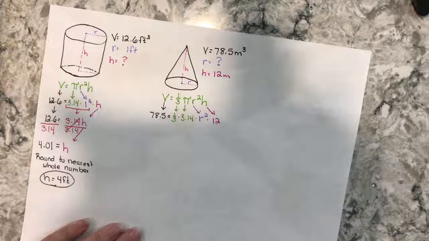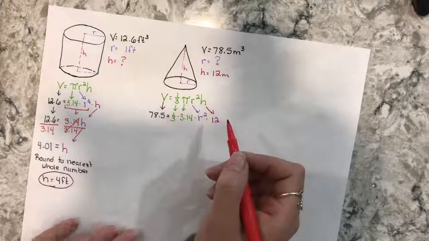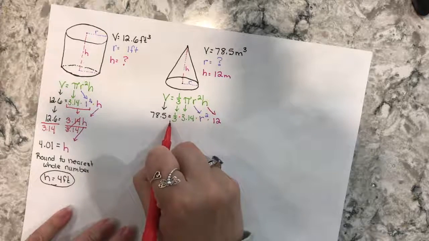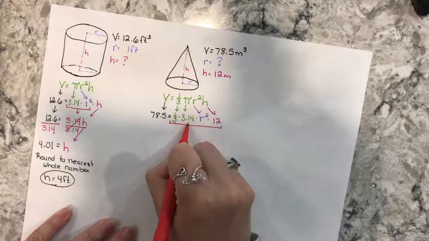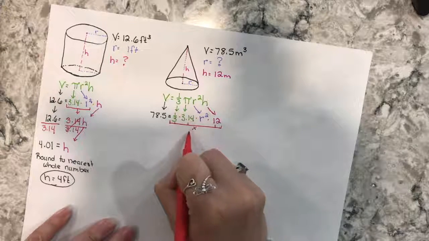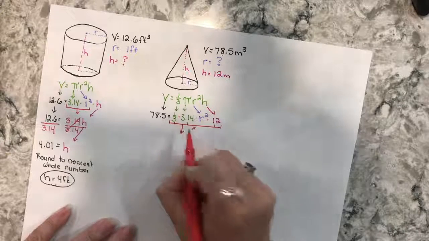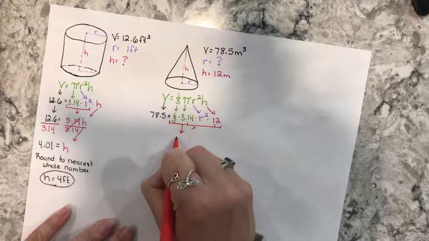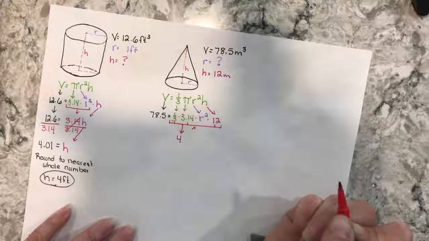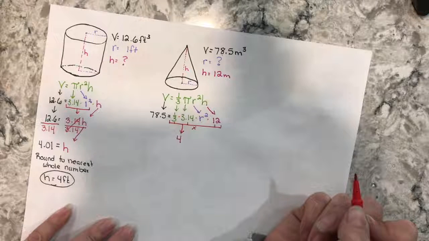So now we just follow the rules for an equation and go through and do whatever math we can. So you could do 1/3 times 3.14 times 12 all at once, but if you're doing this in your head or you don't want to mess up where you are, you could do 1/3 of 12, which is 4, and then do times 3.14.